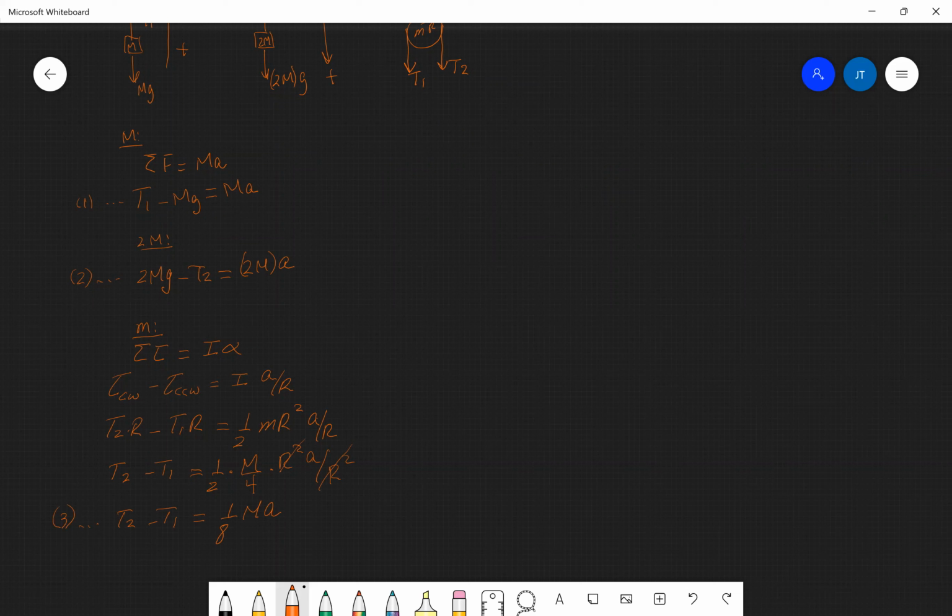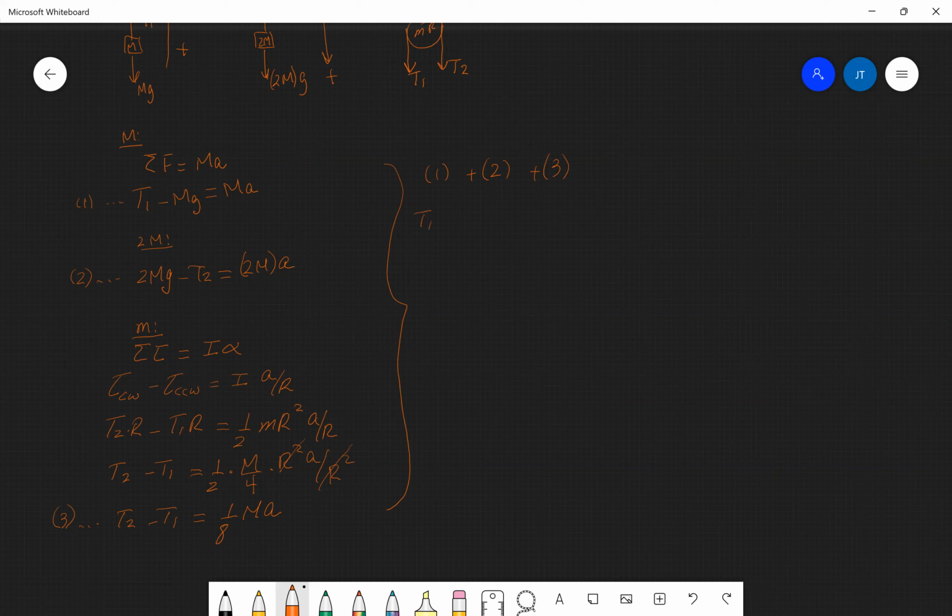So we have 1, 2, and 3. Remember, I don't care about T1 and T2. All I need to do here is just simple math. Add up equation 1 plus equation 2 plus equation 3. We add the left side with the left side and the right side with the right side.